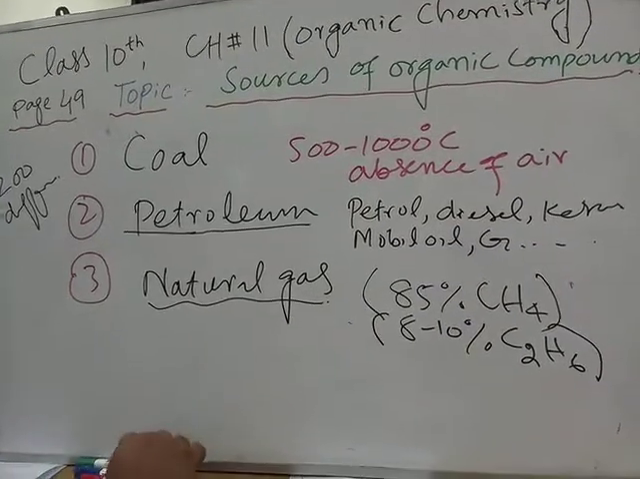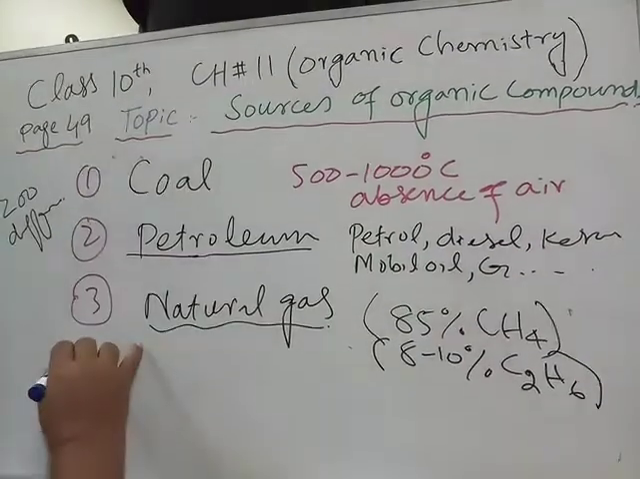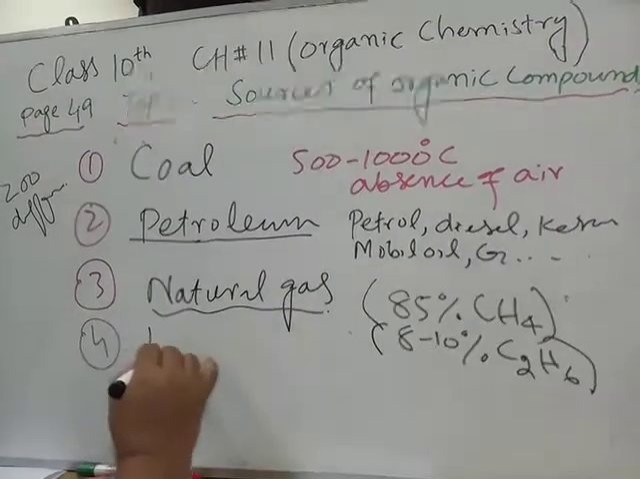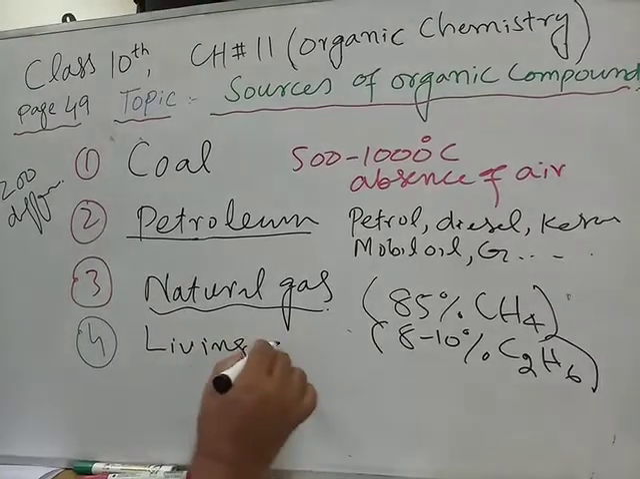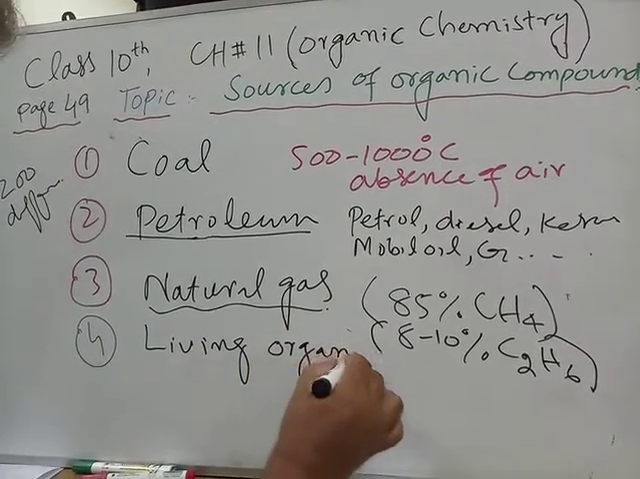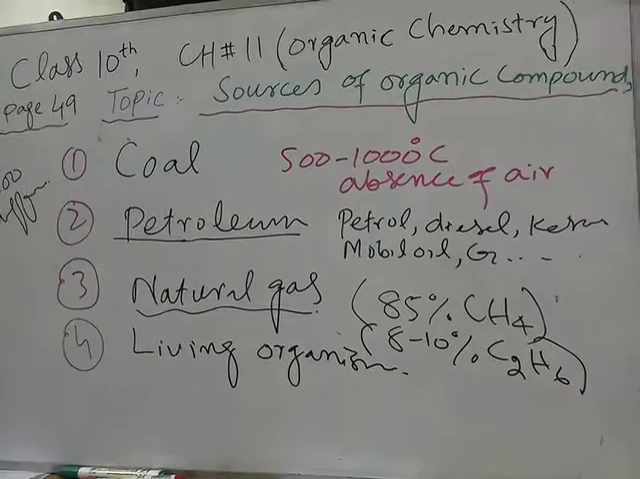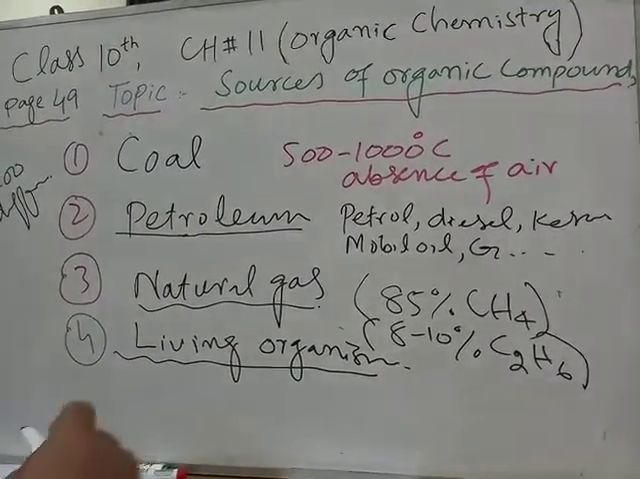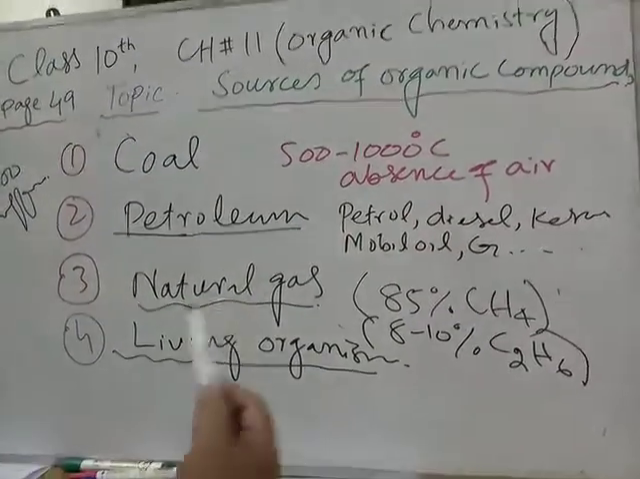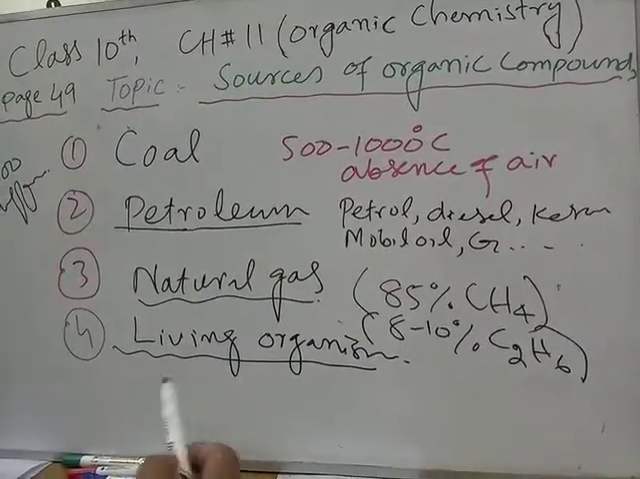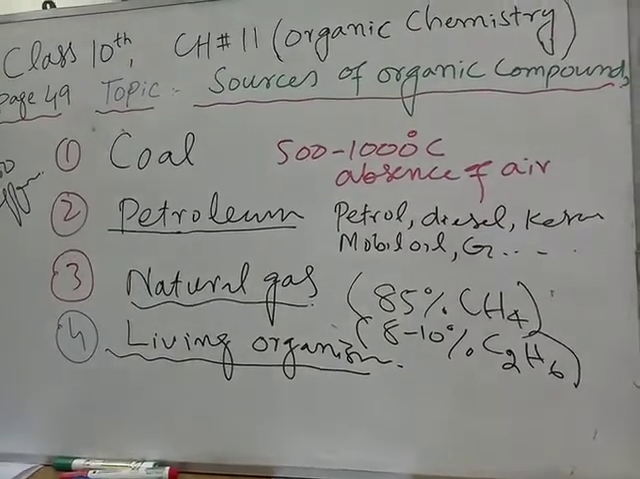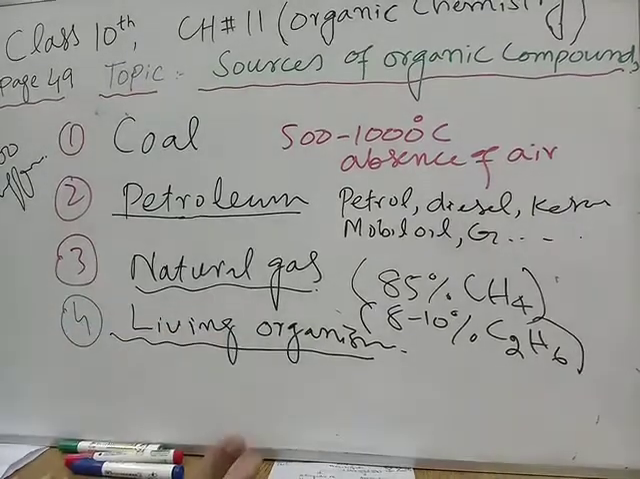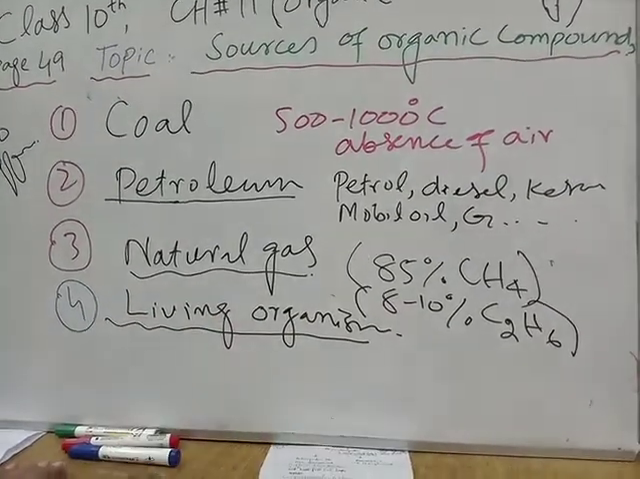The fourth source of organic compounds is the living organisms. Living organisms actually represents the bodies of the living organisms. They have many compounds. For example, let me give only the names of the classes of those compounds which are obtained from living organisms. For example, carbohydrates, proteins, fats or lipids.